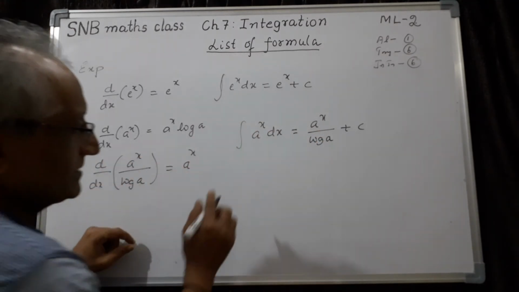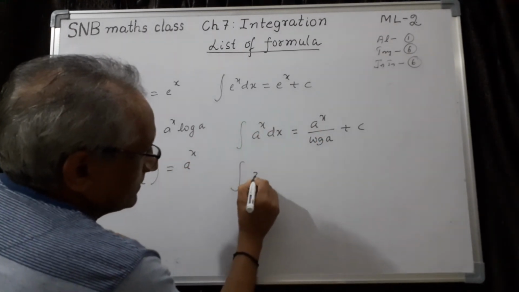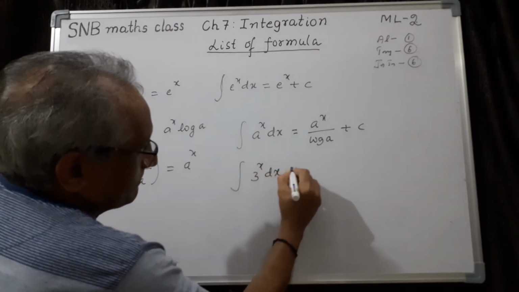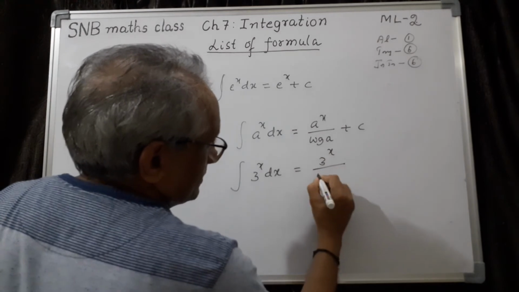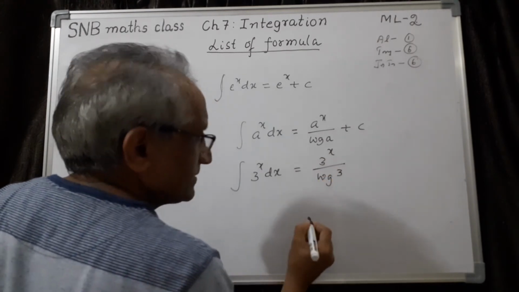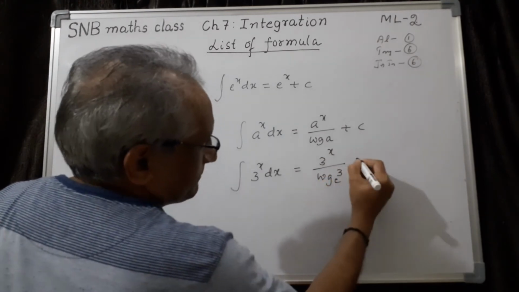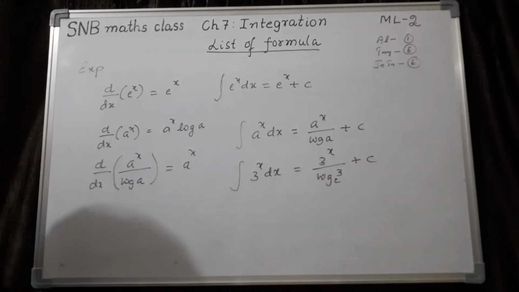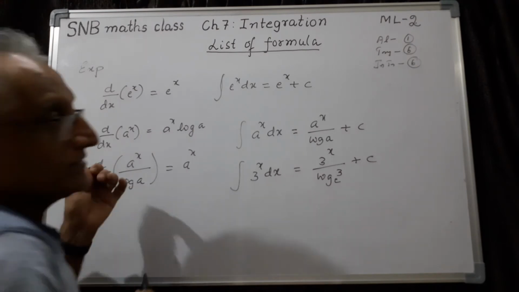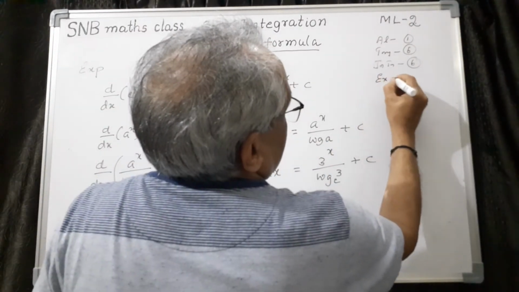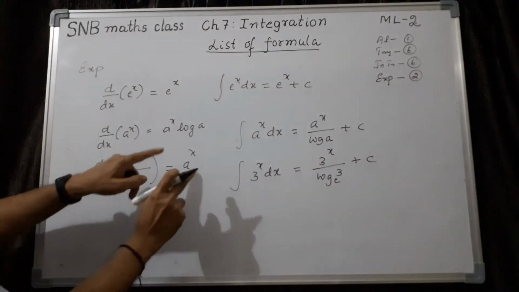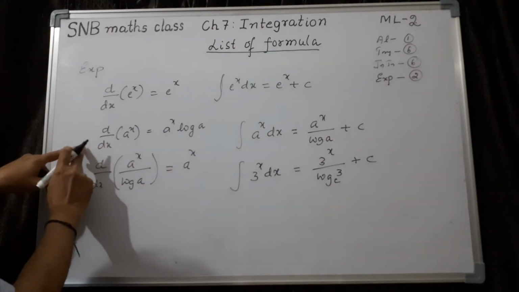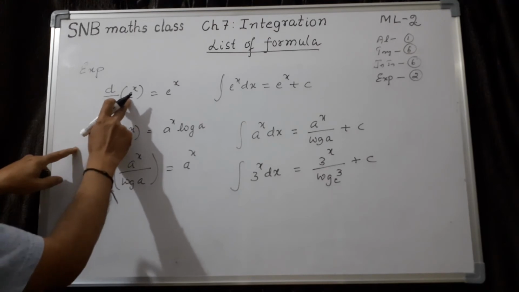So, for example, if you want to find integration of 3 power x dx, then it is equal to 3 power x divided by log 3 plus c. So this is the rule. Therefore, for exponential we have two separate cases. Of course, this is the most general, and this is the specific case of this.